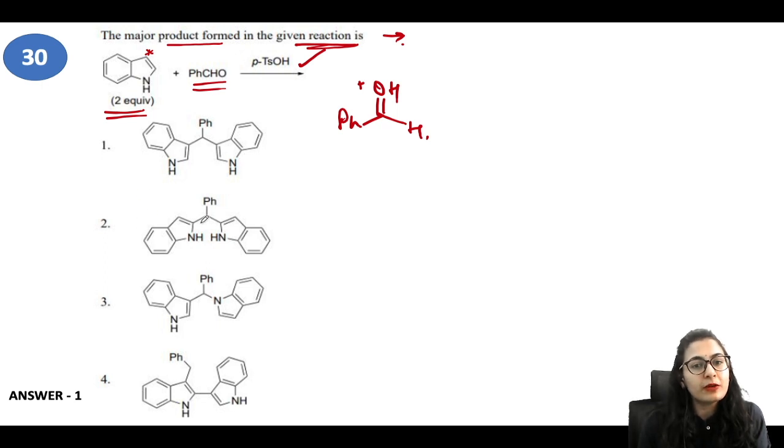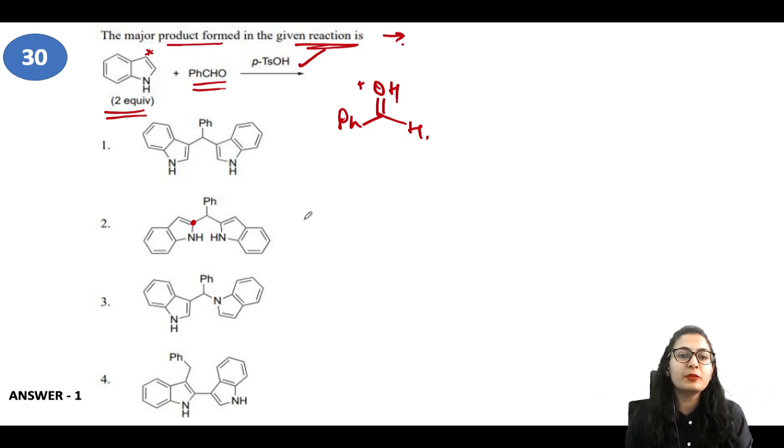So it cannot be option number 2. Let's say both the indoles are attacking from the third position, which is going to be more favored as compared to any other. So 2 is not possible. Second position से attack नहीं हो सकता है.